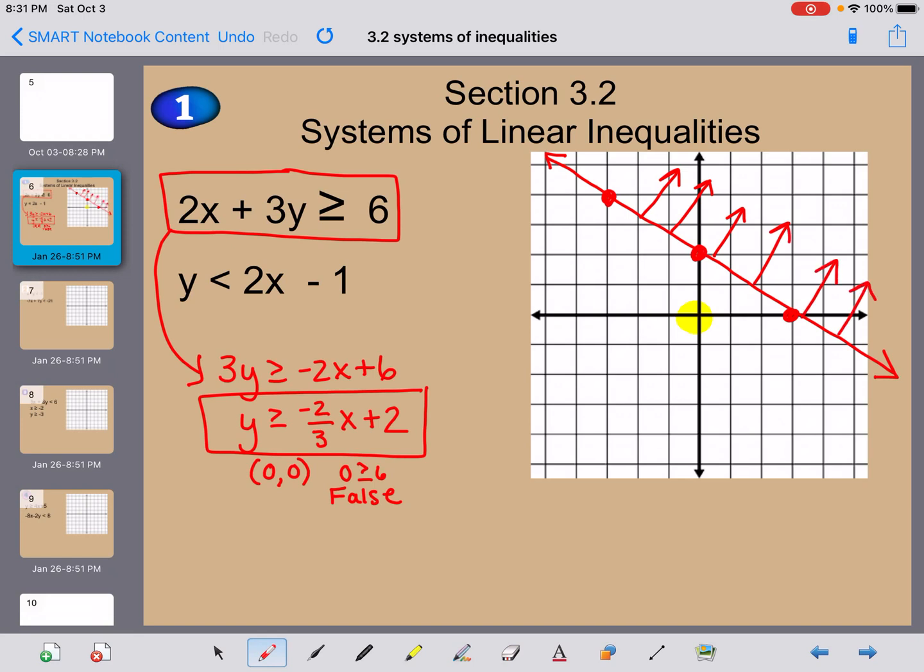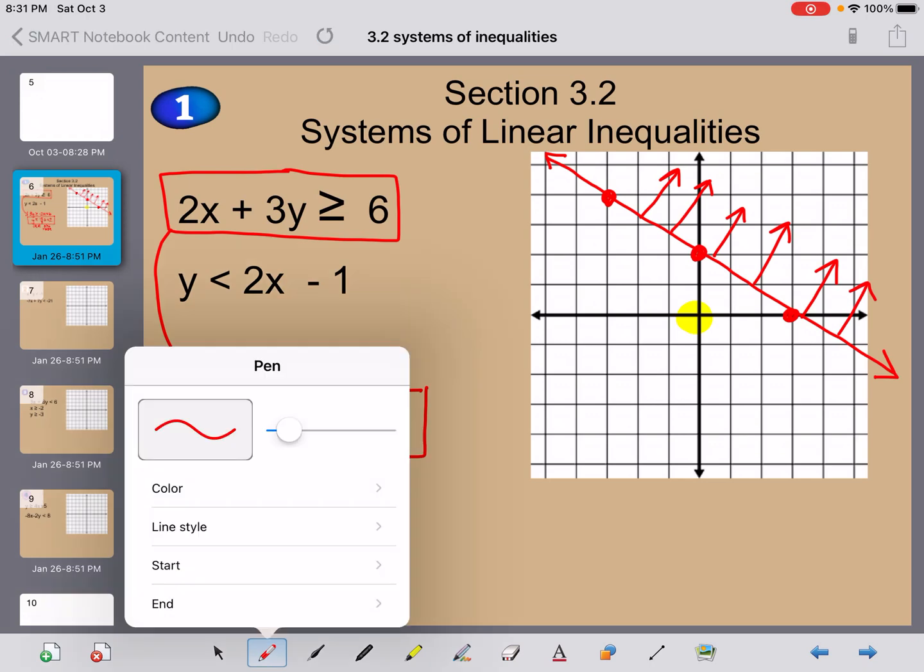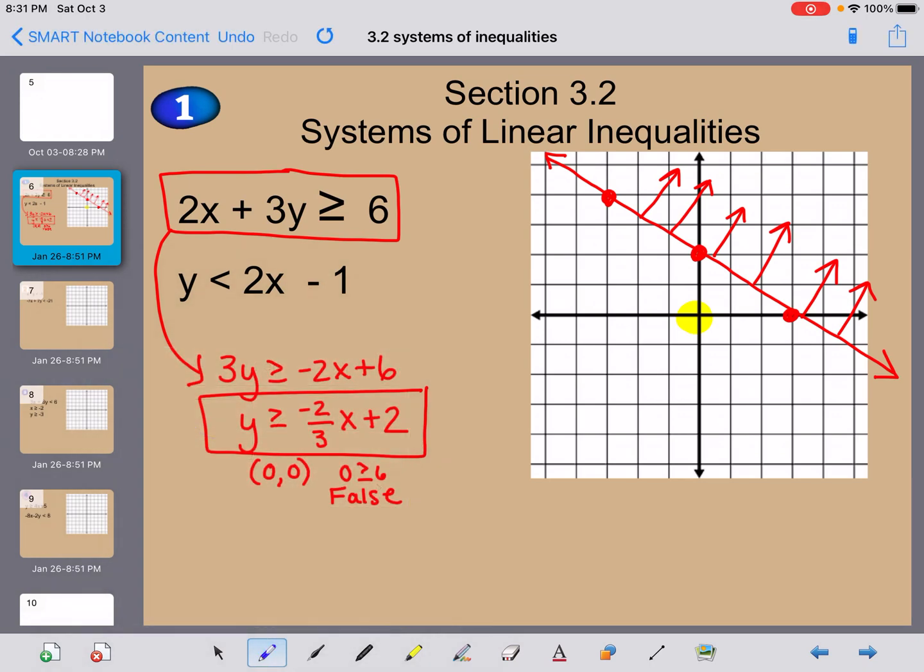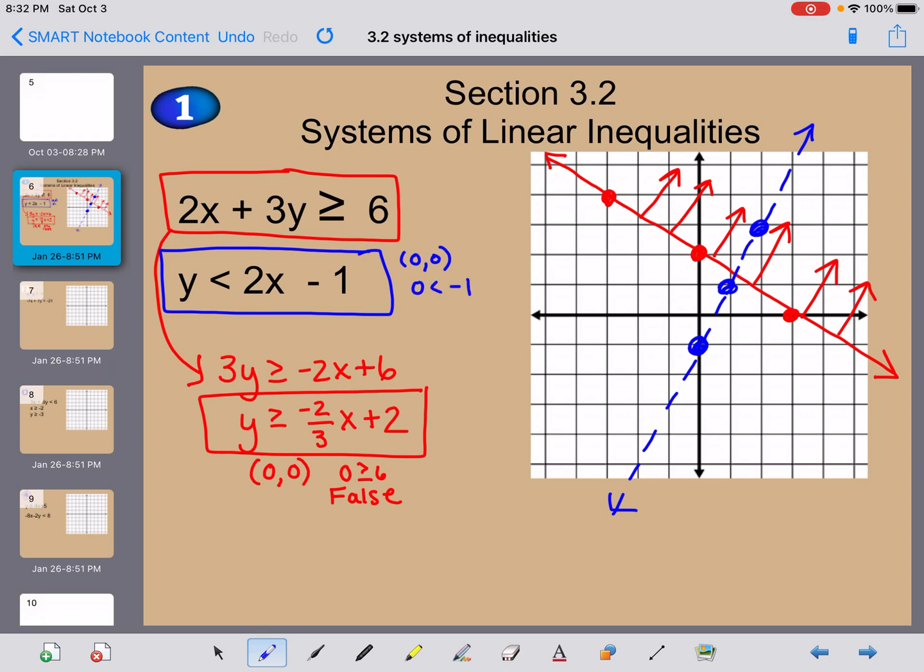If you want to shade, you can. But we're going to be looking for where the shading of the two colors overlaps. So the blue line already is in slope-intercept form, so I'm going to just go ahead and graph that. Up to right one, up to right one. This time I'm using a dashed line. I'm going to test my favorite point again, 0, 0. And that becomes 0 is less than -1, which is also false.